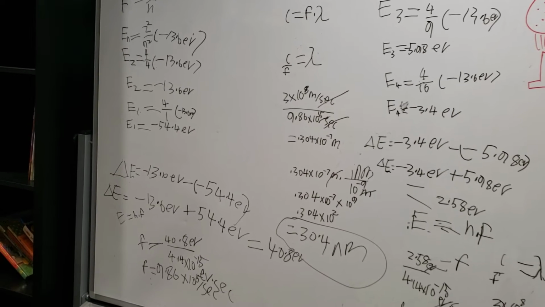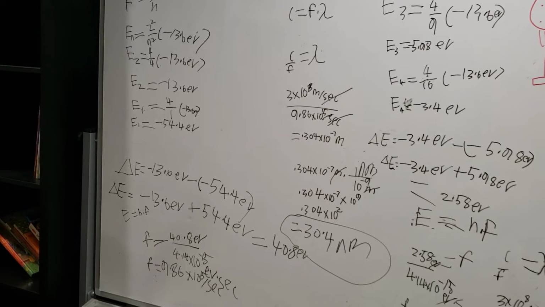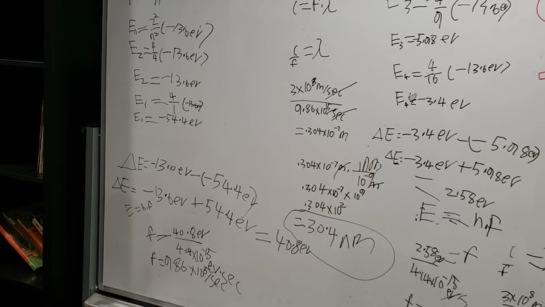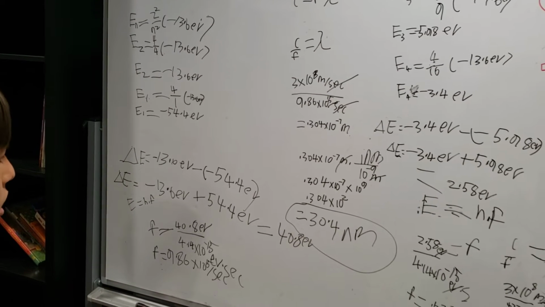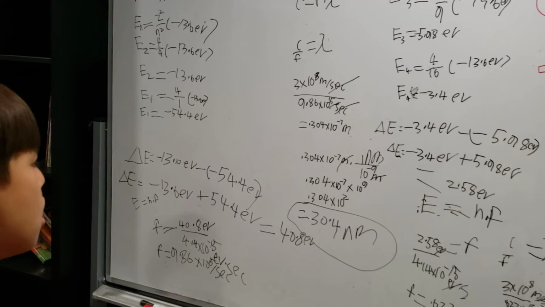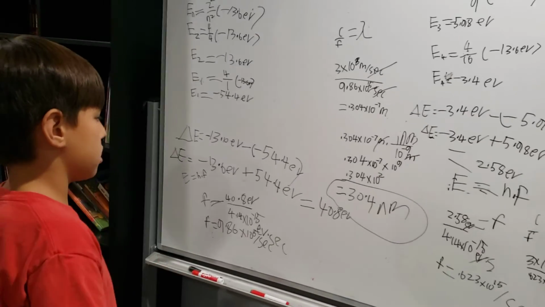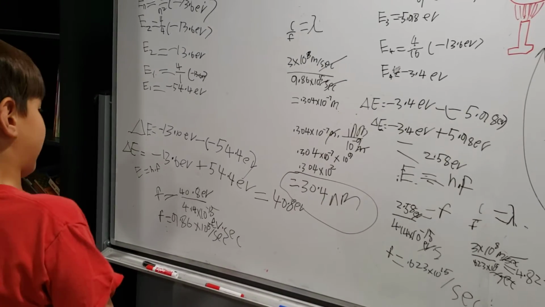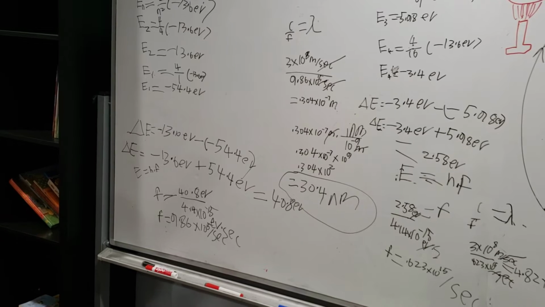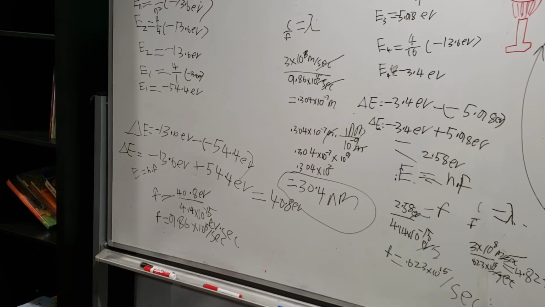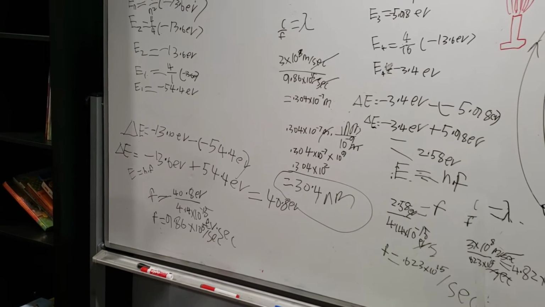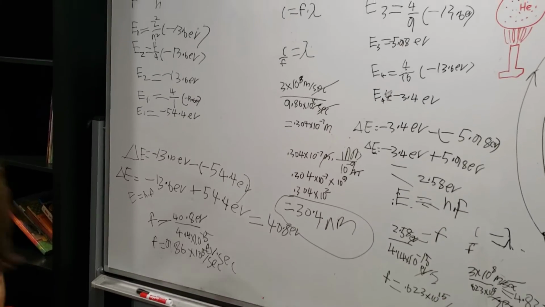So 1 nanometer divided by 10 to the 9th power meter equals 1, okay? That's why you multiply that. So anyway, what's your final answer? I ended up with 0.304 times 10 squared, which is 30.4 nanometers.